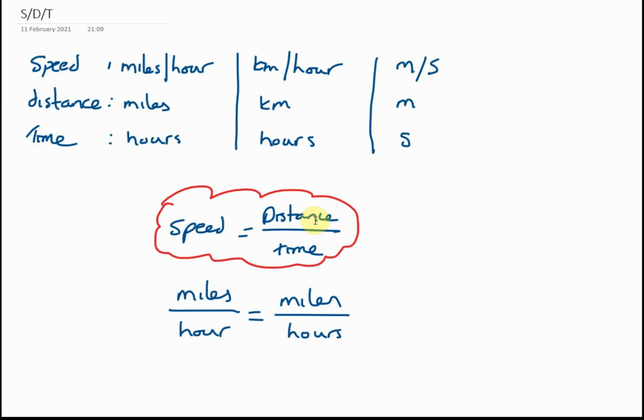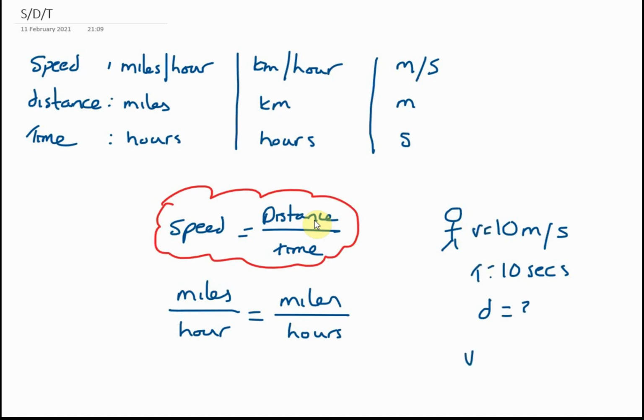So let's think of a nice practical example. Say a runner, let's draw a little runner. Say he can run 10 meters every second. Well, how far is he going to run in 10 seconds? What's the distance going to be? So that's our time, that's our distance, and we've got our speed.